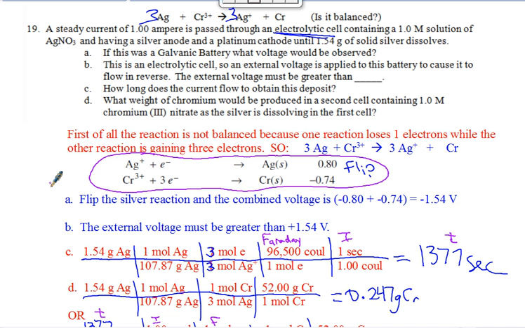So this negative voltage could be overcome if someone's applying an external voltage that's greater than it, which is what question B is about. So, hey, this is an electrolytic cell, meaning we're forcing a reaction to go backwards. This reaction doesn't want to go the way it's written. That's why the voltage is negative. But if we apply a voltage that's greater than that value, we can force our reaction to go backwards.